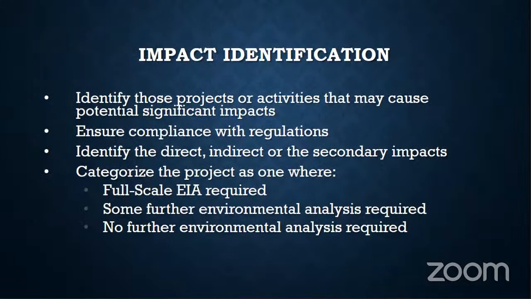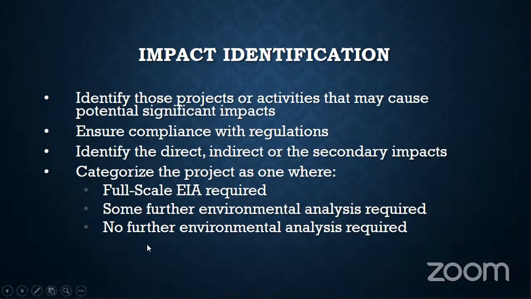So next is the impact identification. Impact identification involves identifying those projects or activities that may cause potentially significant impacts. So we need to consider those projects which will have a significant impact on the environment. We should ensure compliance with the regulations, and identify the direct, indirect, or secondary impacts. Some projects may have direct effect, some projects may have indirect effect, that we need to consider here while doing the impact identification.